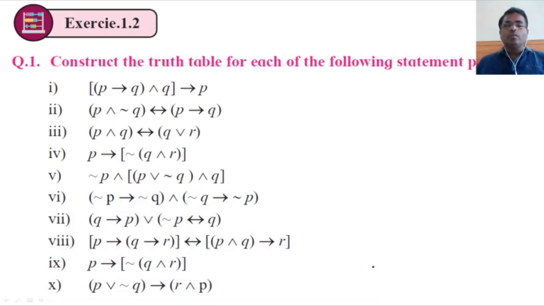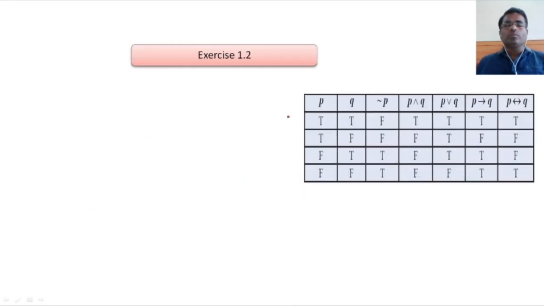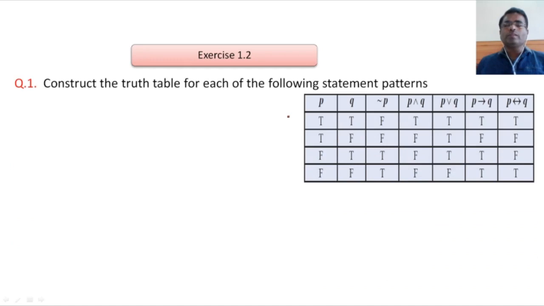Now we are going to consider solutions of exercise 1.2. So the first question here is: construct the truth table for each of the following statements, and the first statement pattern is P implies Q and Q implies P. So let us see what the solution is. This is our reference table as usual. So the first statement there is P implies Q and, in brackets, Q implies P.